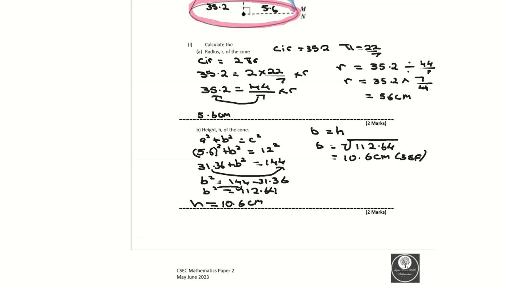Right? So if I want my height squared, h squared, to be the subject, 5.6 squared, you carry that across, that will turn to 144 minus 31.36. And then you carry across squared, the opposite of squared, or to the power 2, square root. The square root of 112.64 is 10.6. So my height is 10.6 centimeters to three significant figures.